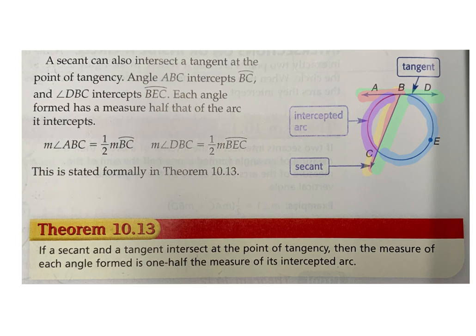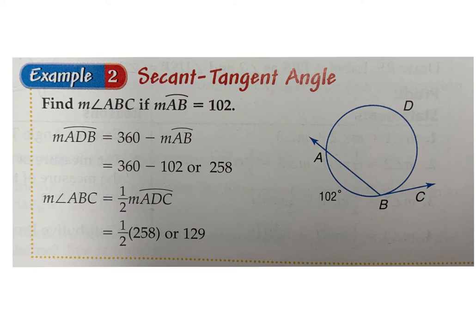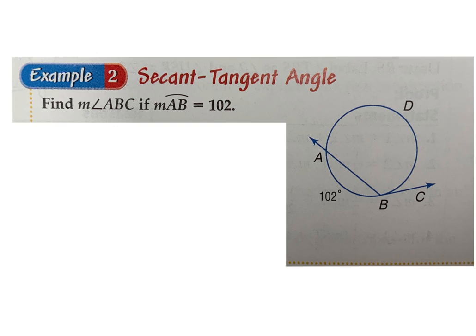If a secant and a tangent intersect at a point of tangency, then the measure of each angle formed is half the measure of the intercepted arc. All right, so let's look at that example. It says find angle ABC if the measure of arc AB is 102. All right, so we have to look and see what arc they're talking about. They are talking about the angle ABC. And if we're talking about that angle, the arc that it intercepts, meaning the one on the inside of it, is this one right here.